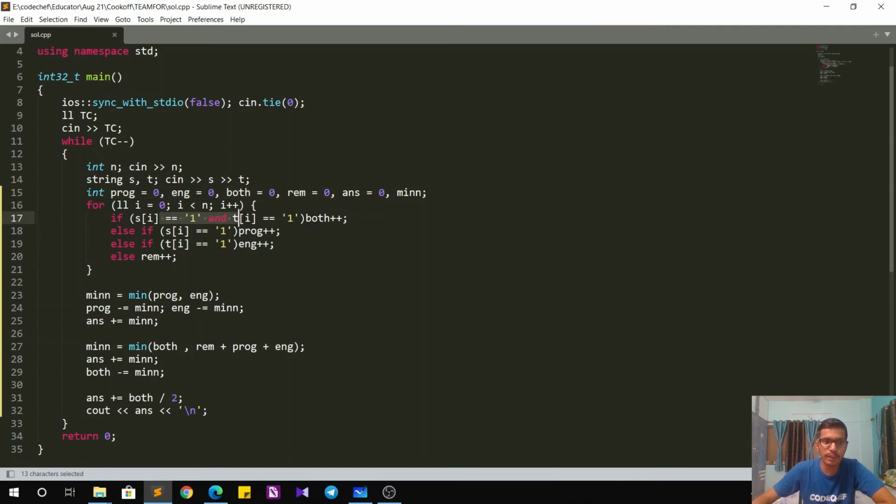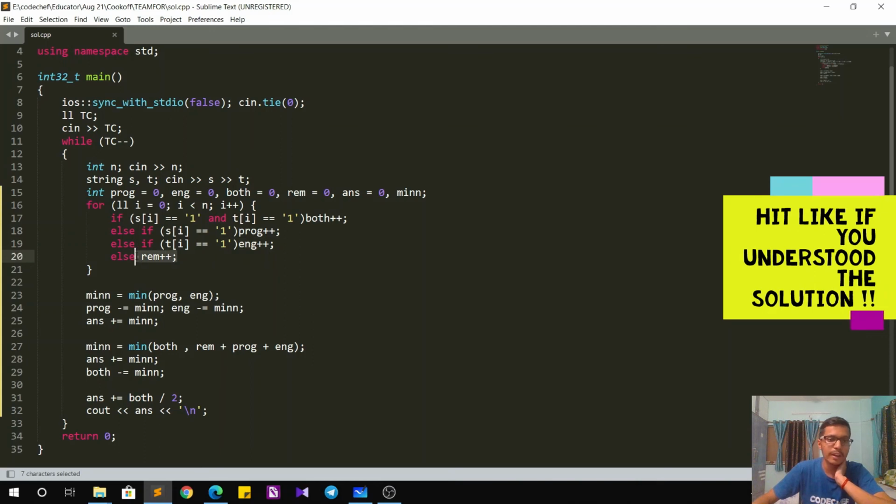So if both of the bits are set to 1, it means that the person knows both. So I increment the value of both. If s[i] is set to 1, then I increment programming. Else if t[i] is set, I increment English, else I increment remaining. After that, I pair up the programming people with English people. I also remove the counts from the respective variables and increment my answer. This is the first contribution.